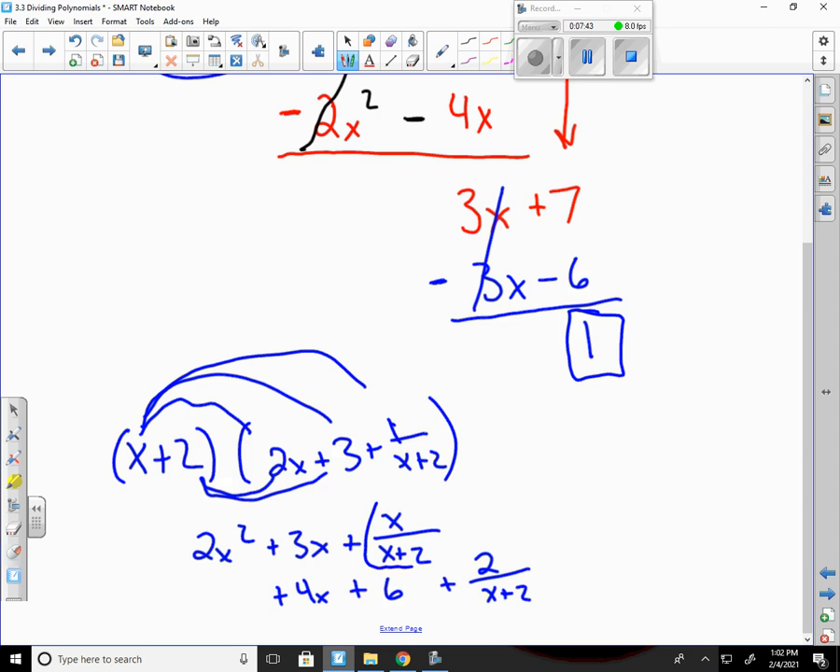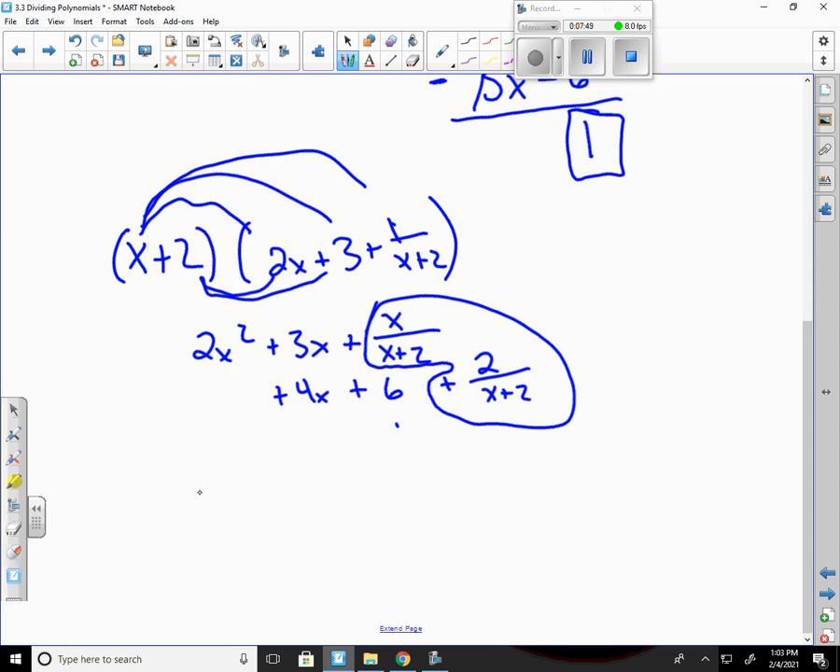Since these two have a common denominator, I can combine those. Gives me 2x squared plus 3x plus 4x plus 6. And then I'll combine these two: x plus 2 over x plus 2, which just becomes 1. Anything divided by itself is just 1.